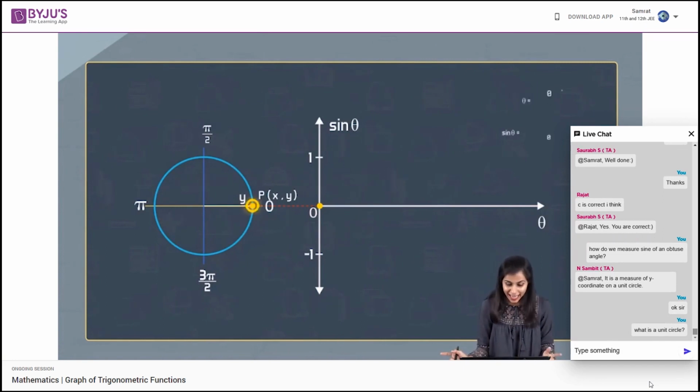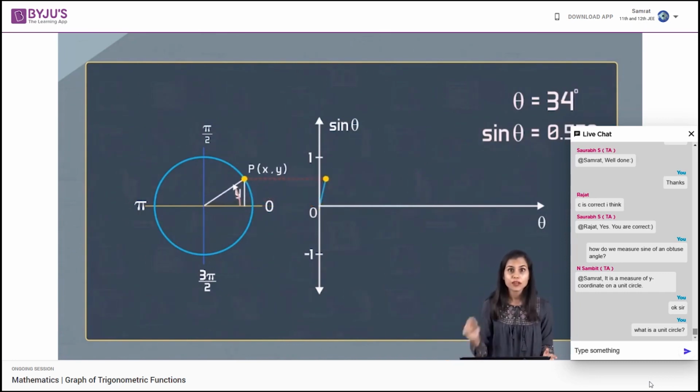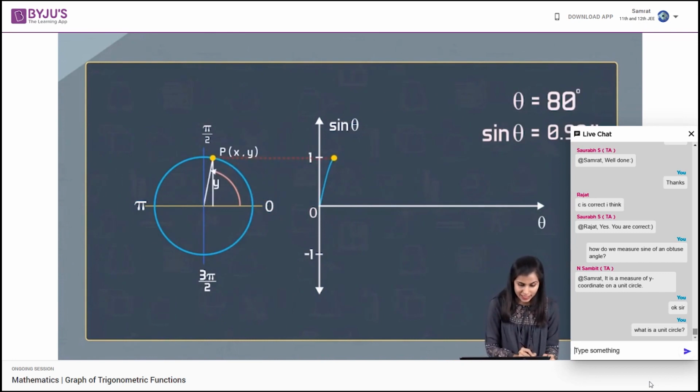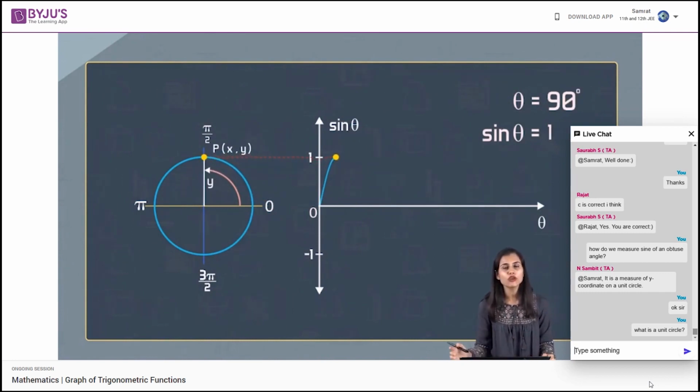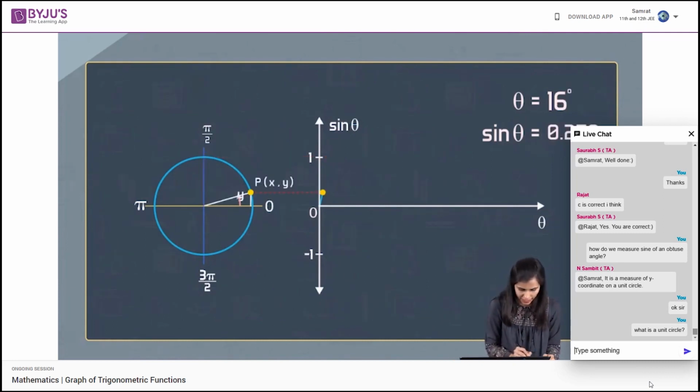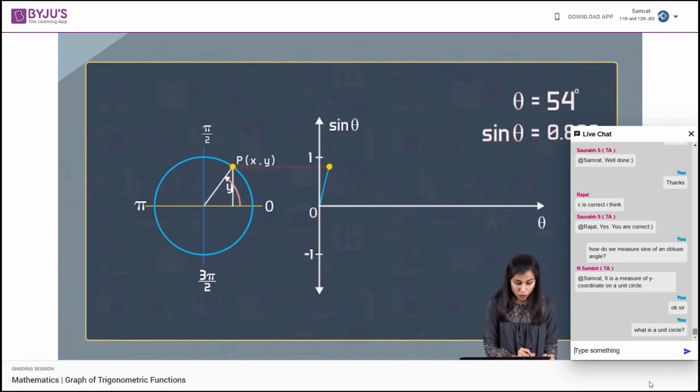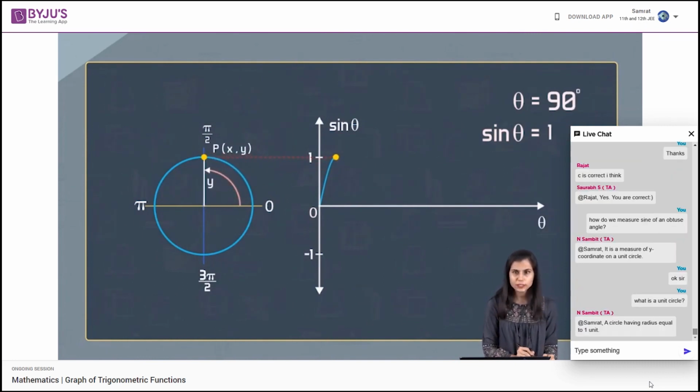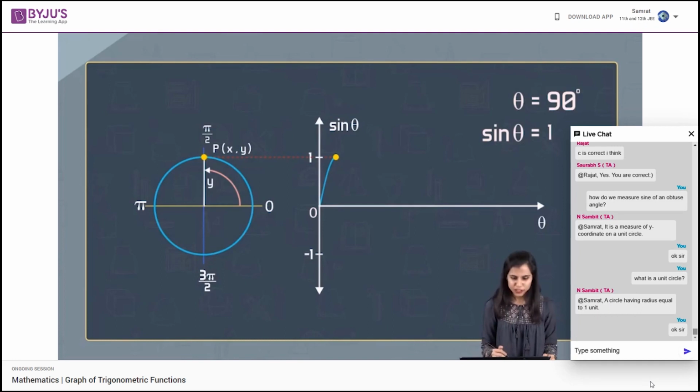That's simple. Now, if theta starts increasing in the first quadrant, then what happens? Can you see sine theta also correspondingly increasing? Let's see that again. As theta was increasing in the first quadrant, my sine theta was also correspondingly increasing. But when theta becomes pi by 2, sine theta became 1. Okay, let's continue.